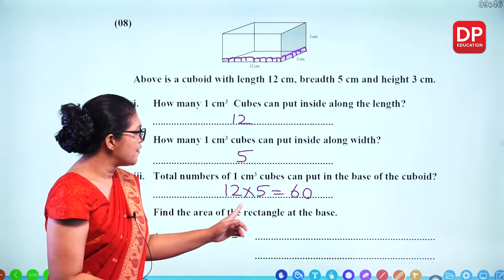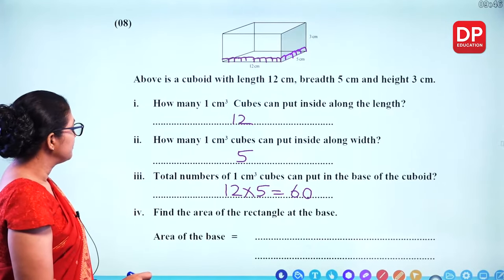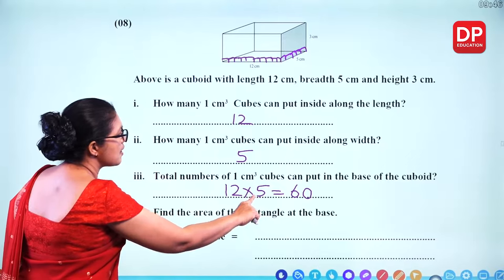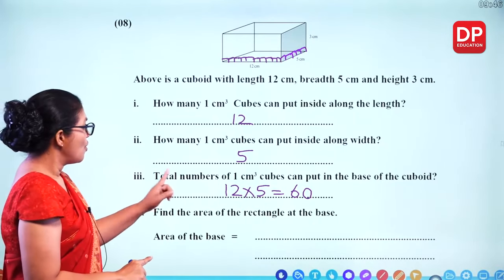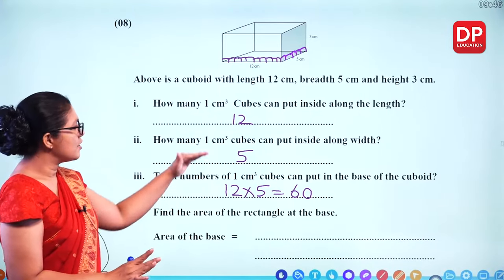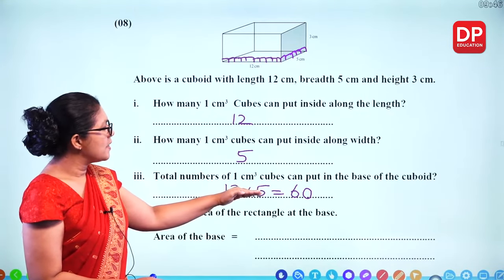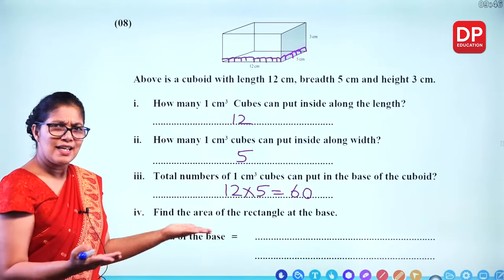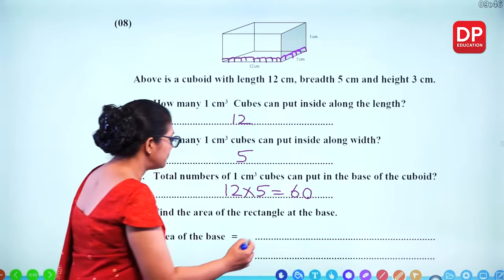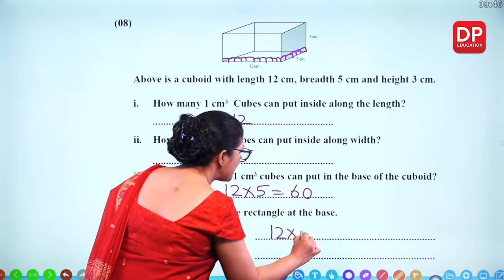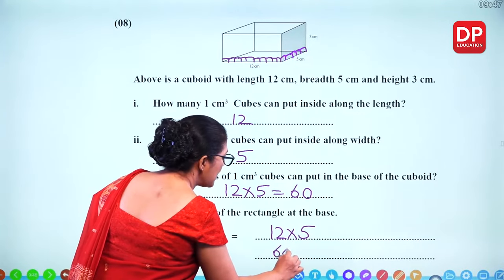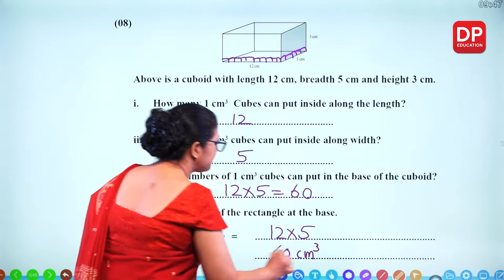Find the area of the rectangle at the base. That's 12 times 5. So when you take the area without considering the total amount of 1 cubic centimeter cubes, you can take the area of the base. That's the rectangle base, 12 times 5. That's also the same thing. So, the area of the base is 60 square centimeters.